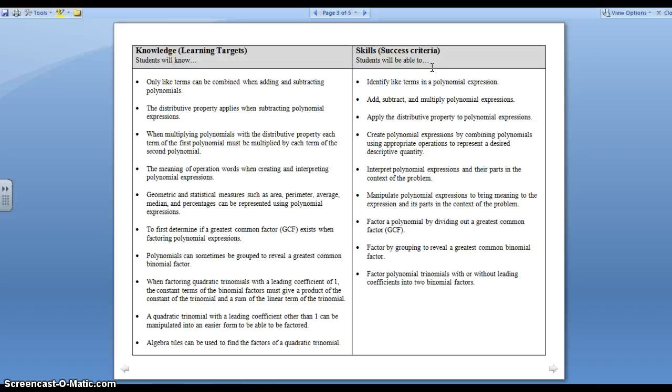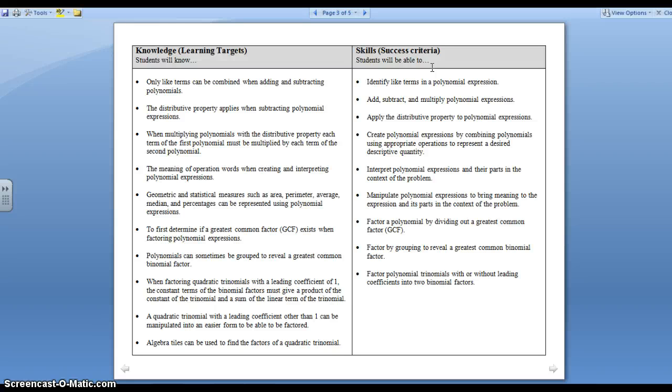And in keeping with the UBD model, always keep in mind the big ideas in terms of what broad understandings we want students to be able to walk away with at the end of the unit. It may take several learning targets from the knowledge column at the left for students to be able to demonstrate a single success criteria from the skills column at the right. This is why the bulleted list of knowledge is oftentimes longer than the bulleted list of skills.